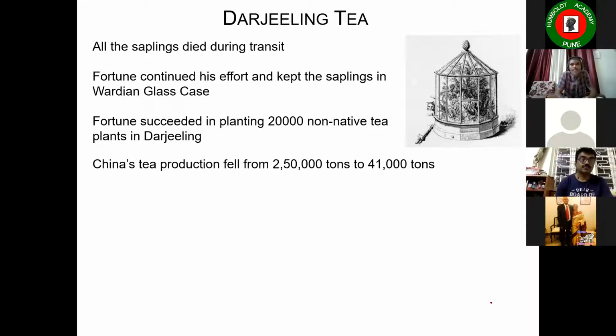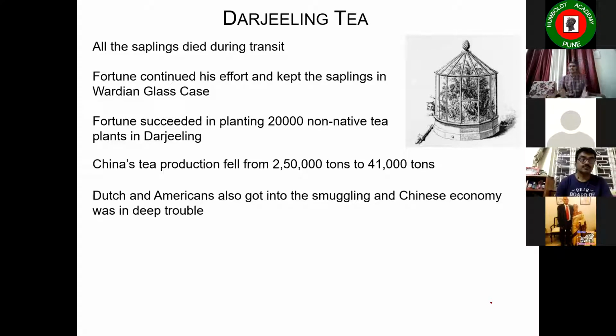But then he didn't give up. Fortune continued to collect, and eventually he could plant 20,000 tea seedlings in Darjeeling. Maybe we are drinking from where it grew. Because India was now growing a lot of these tea plants, tea import from China was not necessary for Britain, and China's tea production fell drastically. And once the British raided China, the Dutch and Americans also raided and took tea all over the world.